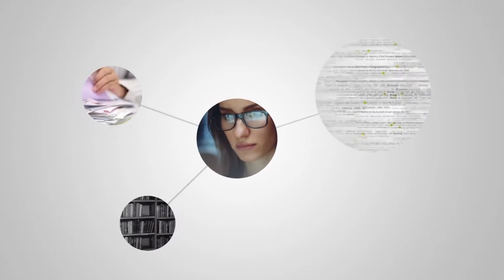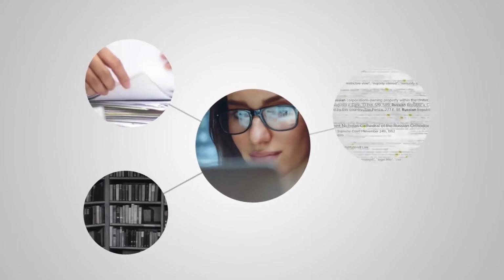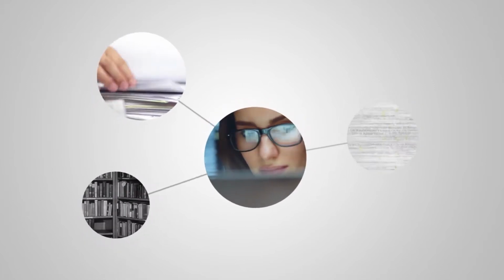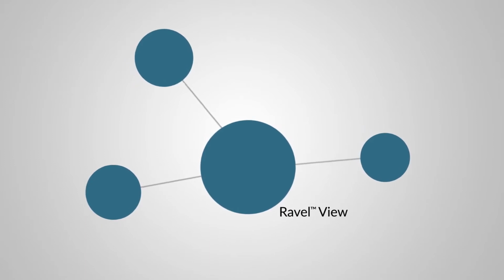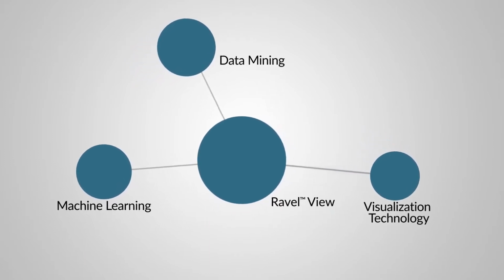Today's big data environment requires smart technology to help legal professionals mine through huge amounts of data to find faster insights and make more confident decisions. Ravel View is cutting-edge technology that uses the latest in machine learning, data mining, and visualization technology to identify landmark cases and then drill down to find needles in a haystack.